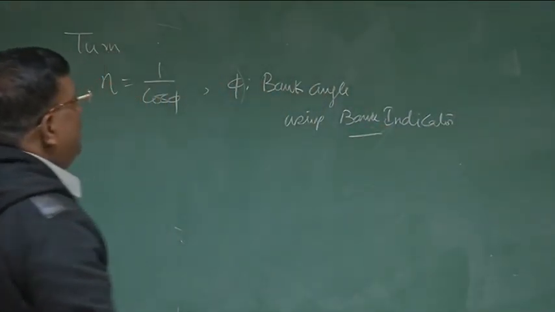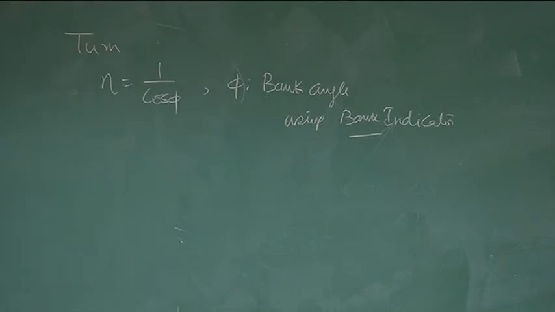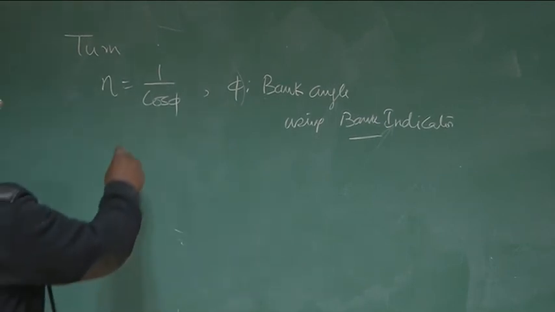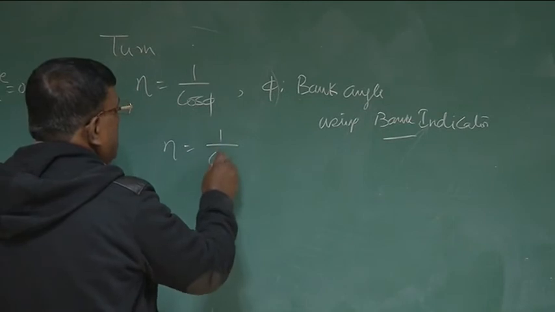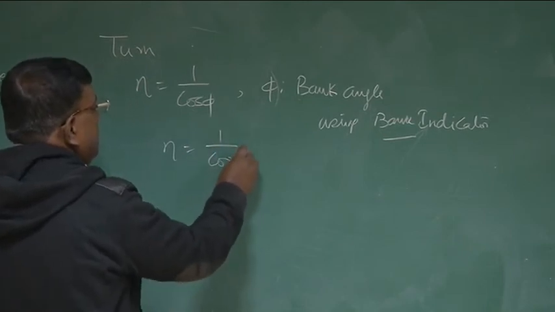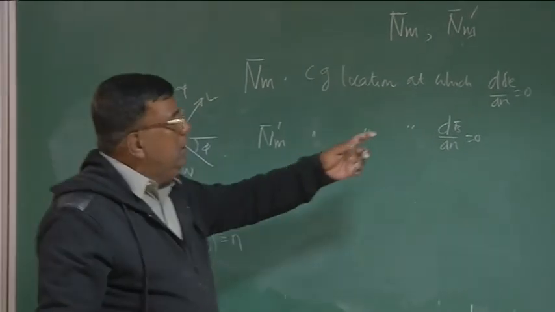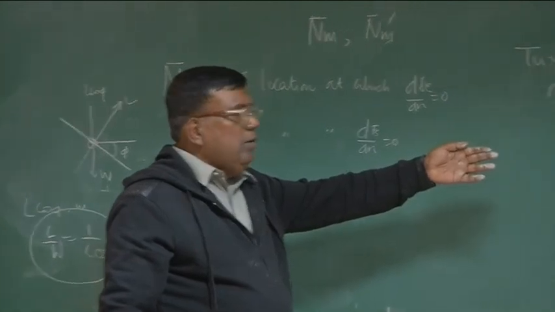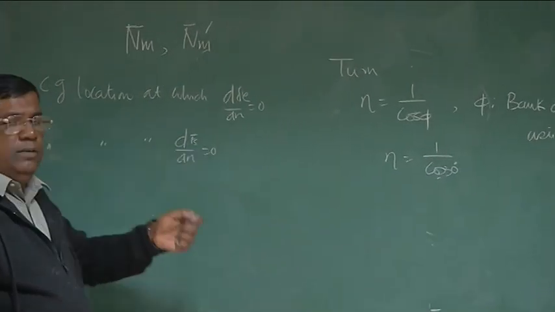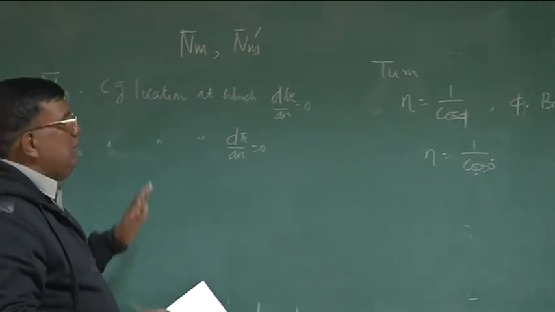For example, if I have banked for 30 degrees, then n will be equal to 1 by cos 30. You know the value of cos 30, so you know the value of n. So very simple. Delta E you know how to measure. n is 1 by cos phi, and Fs, the stick force, through strain gauges. So all measurements are possible.